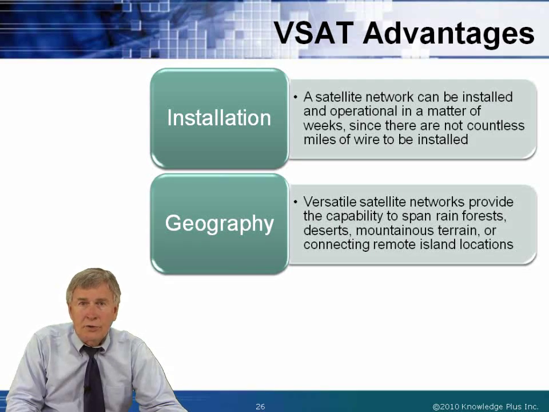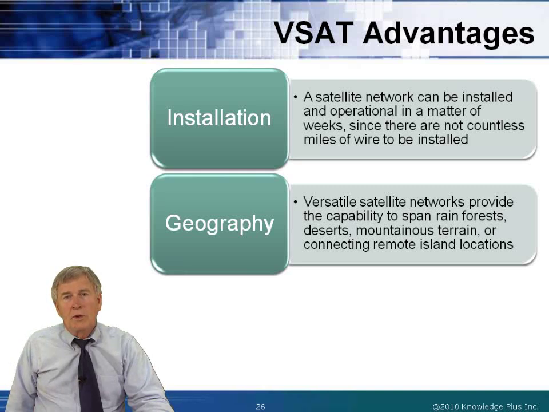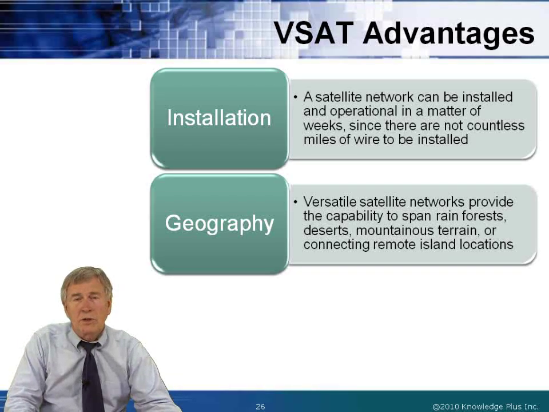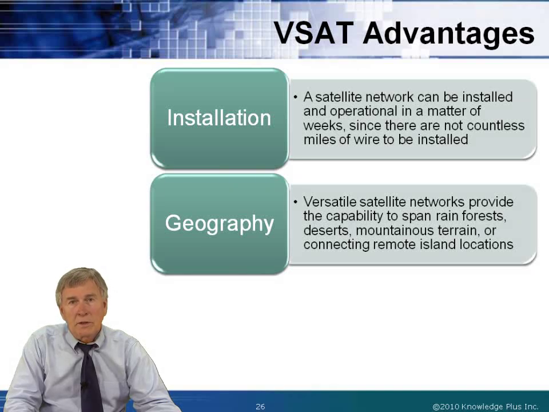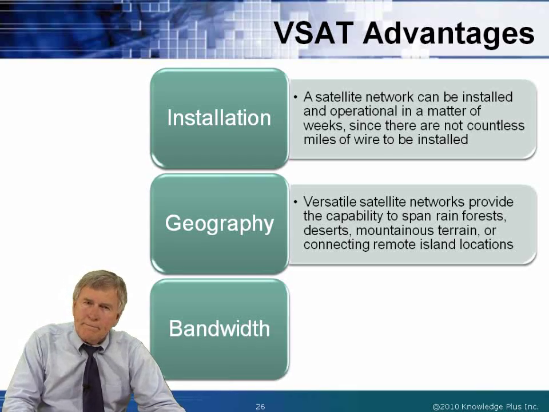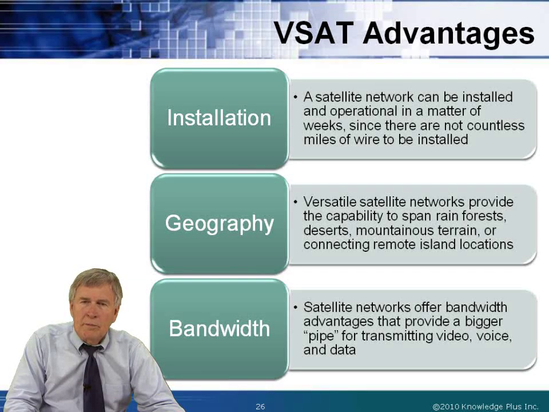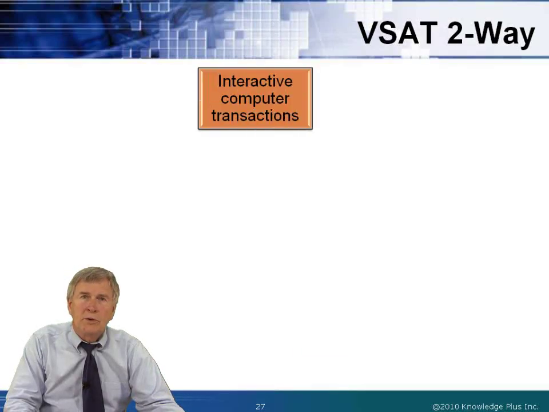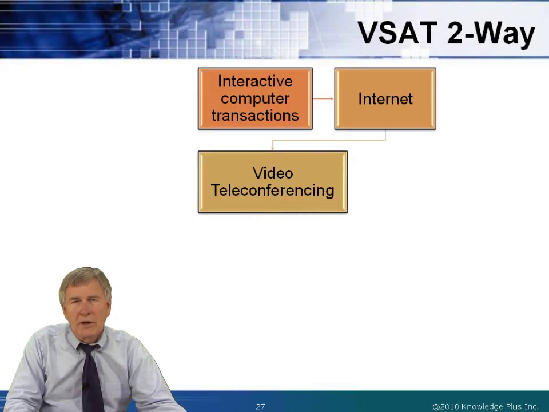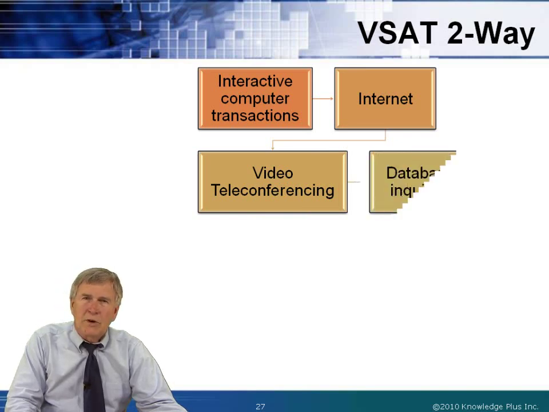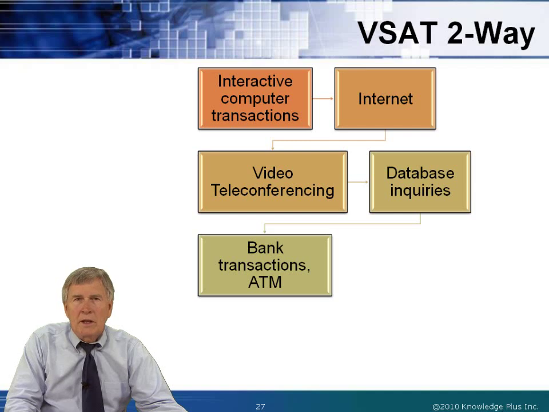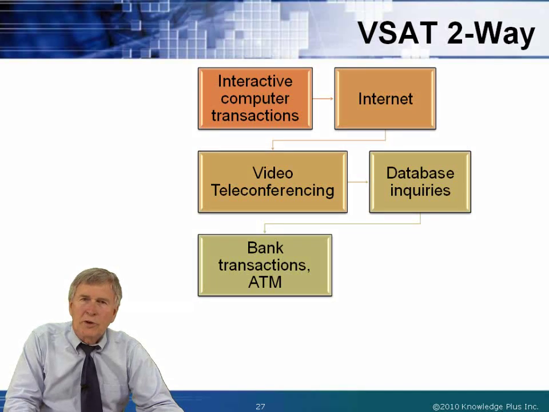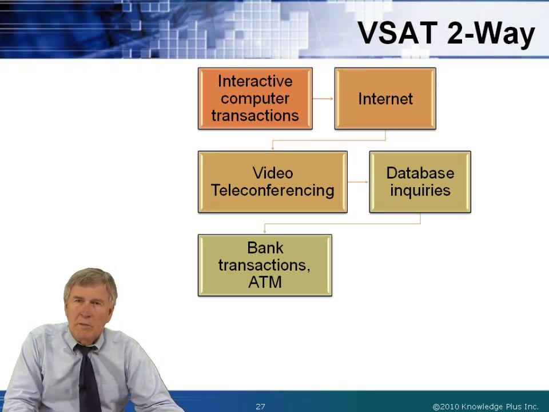Geography, unless you're in a very mountainous area or in the polar regions, then you can always see a satellite, and you have to have line of sight operation here. And bandwidth, well, the bigger the antenna that you have, the bigger the pipe you can have for dealing with your applications. Two-way, interactive computer transactions, internet access, video conferencing. These are all possibilities, but you notice the ones that really do the best here are fairly low bandwidth type of stuff. Especially if you're dealing with a small antenna, you're going to be bandwidth limited, and that means the application will have to be bandwidth limited as well.